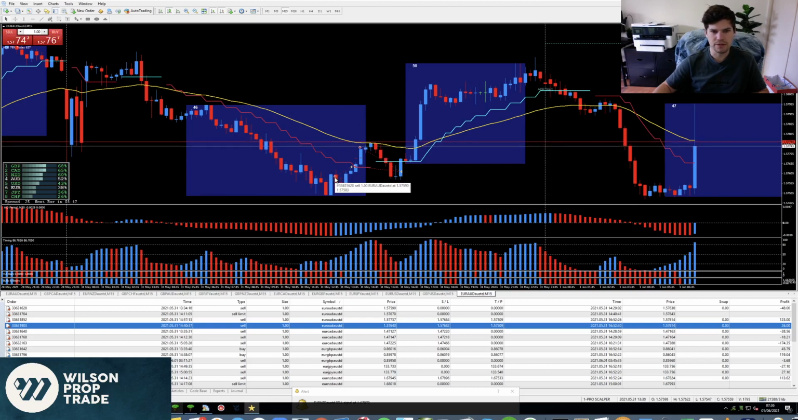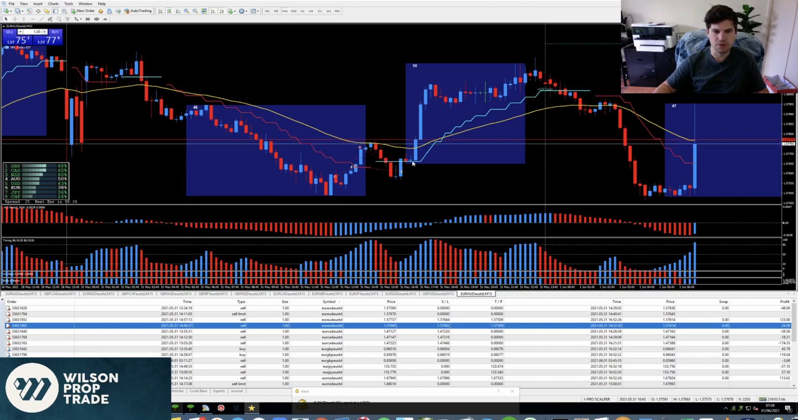This trade here was not a great way to trade, really. It did not comply with what we should have been trading as per the system. As you can see, as soon as the scalper goes blue and we start getting a buy signal, it's basically off to the races.